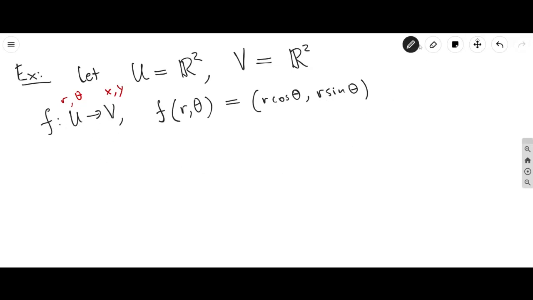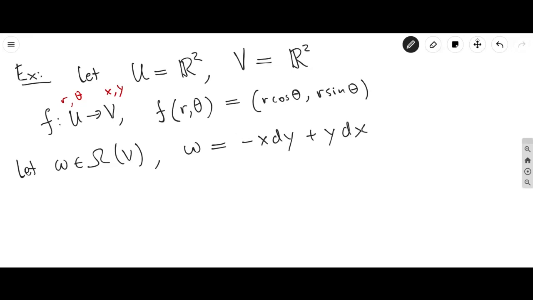And now let's make up an example of a one form. So now let omega be a differential form defined on V. For example, just to make something up, let's say it's the form given by minus x dy plus y dx. Okay, so this is a one form, it's defined on V, and you can see that when we write our form, we write it using these variables.